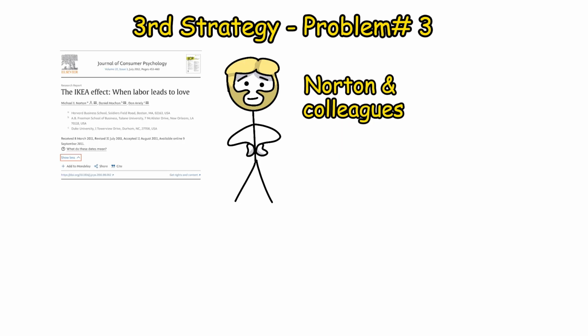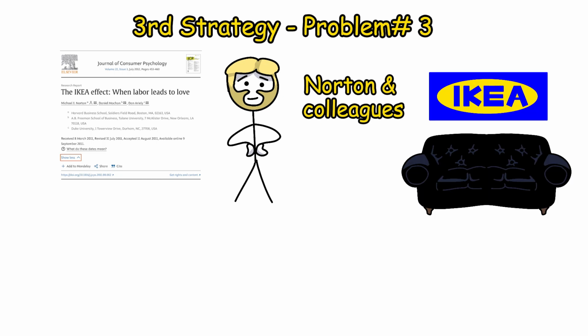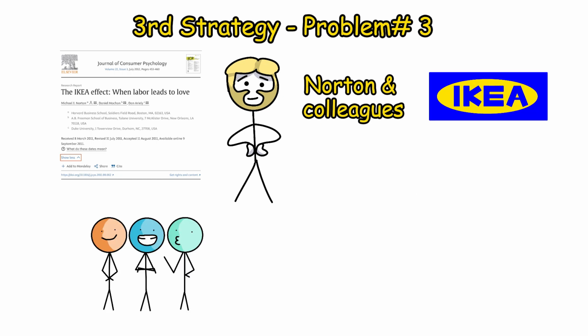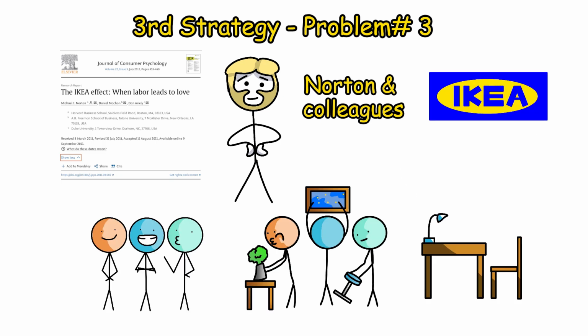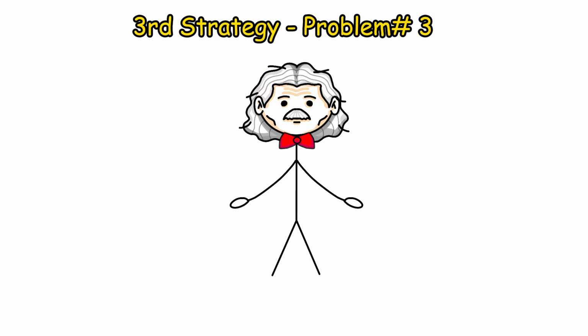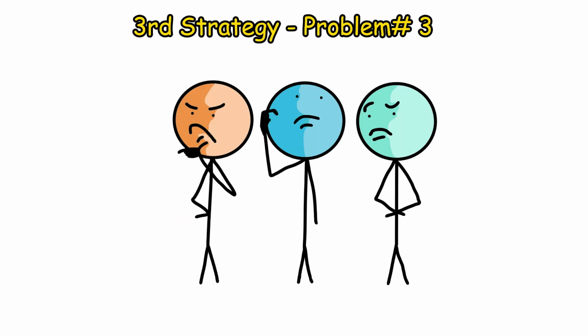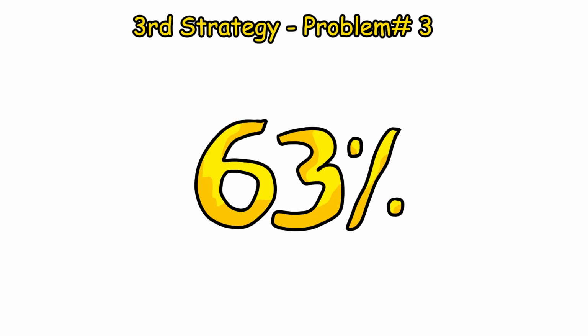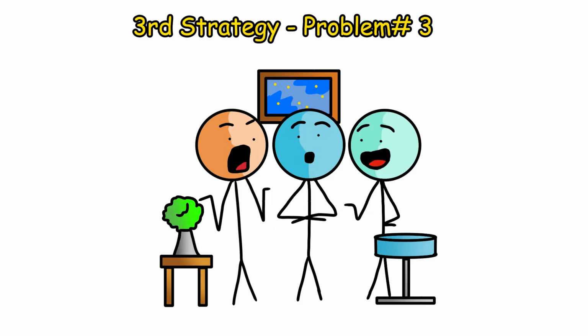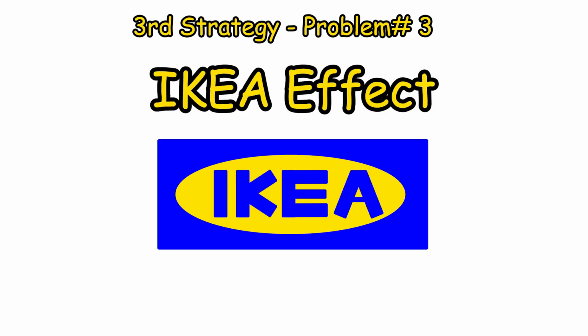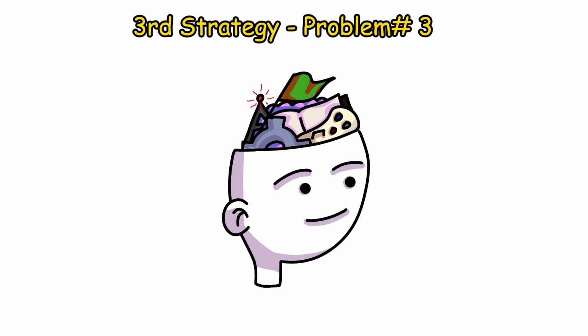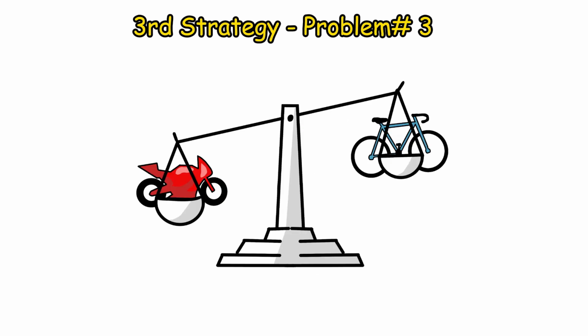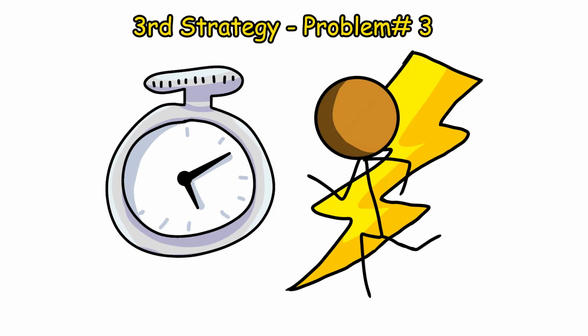In 2011, Norton and colleagues conducted a study on IKEA furniture. After recruiting participants, some assembled the furniture themselves, while others were given pre-assembled versions. After the assembly, participants were asked to estimate the value of the furniture they had created or received. What they found was that people were willing to pay 63% more for the furniture they had assembled themselves. This is due to the IKEA effect, a cognitive bias that leads us to attribute disproportionate value to products we have partially created because we have invested time and energy into them.